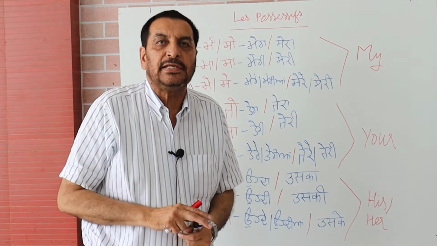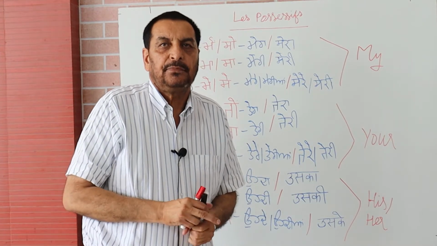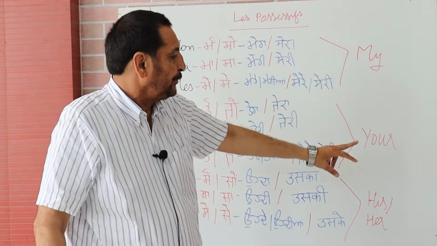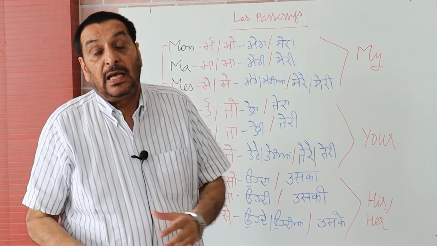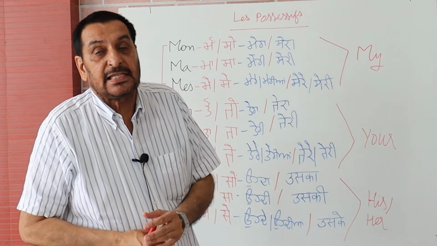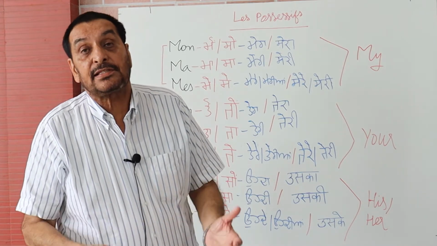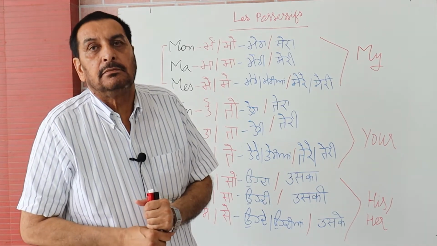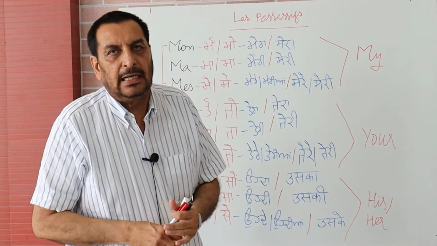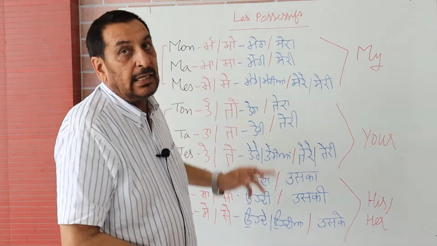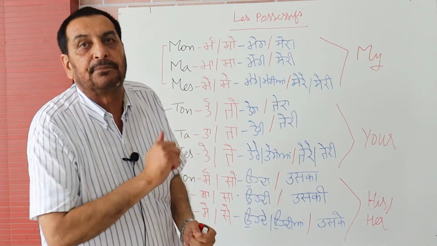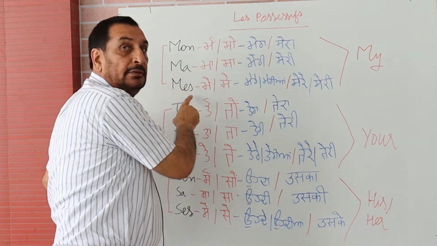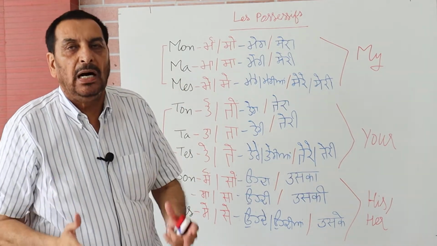Now I'm going to teach you what we call in French les possessives. Possessive means, like in English, my, your, his, her. But the French possessives are very similar to Punjabi and Hindi. If the noun is masculine, then it works like in Punjabi and Hindi. Let us see that. For example, mo, ma, me.